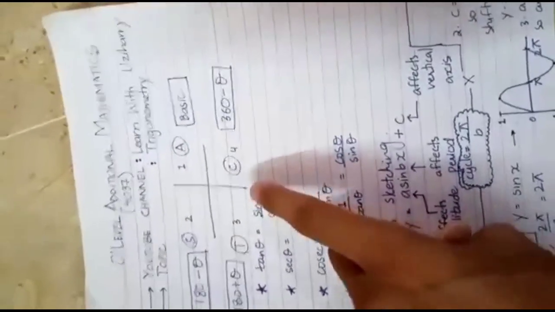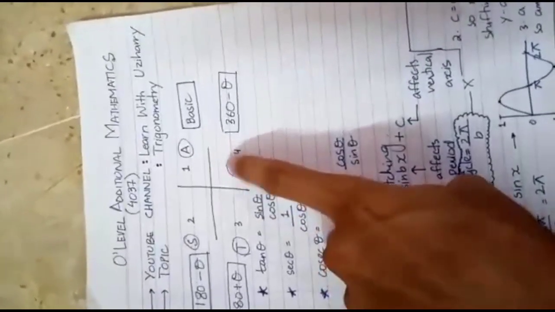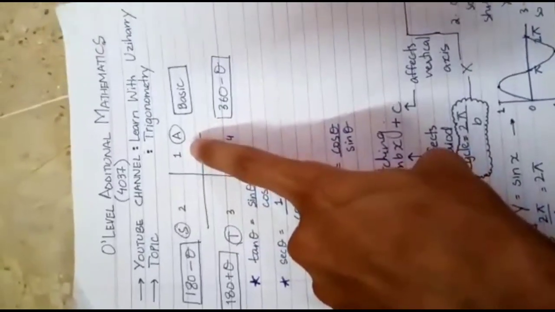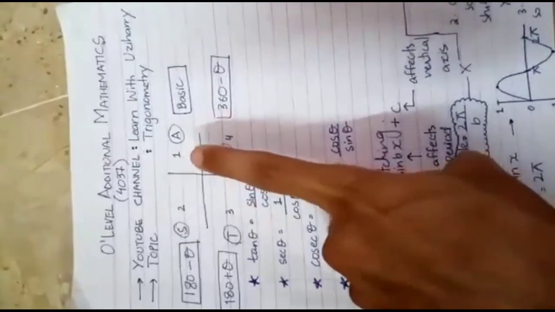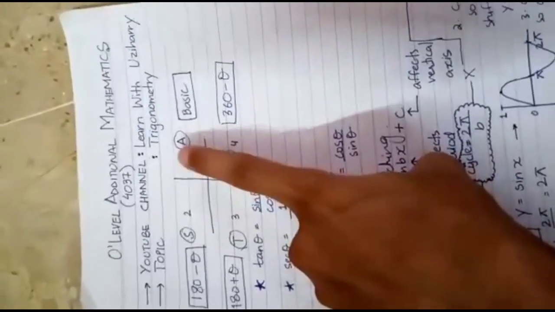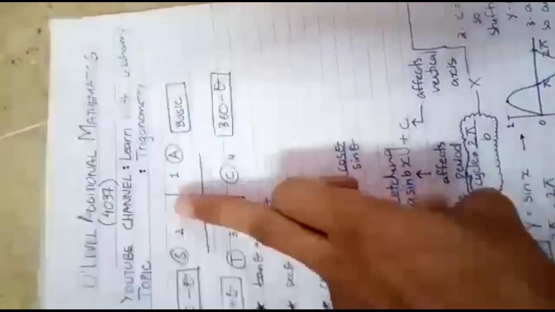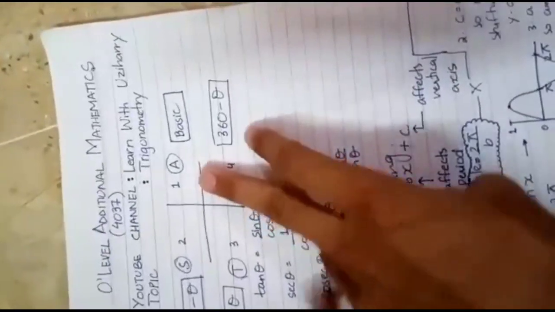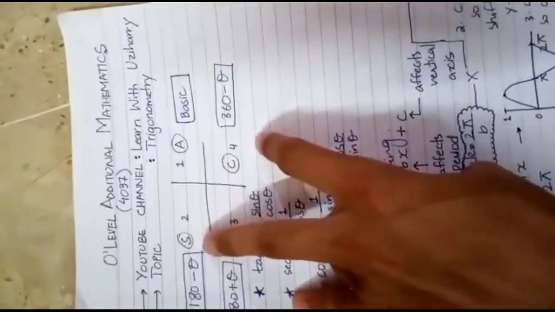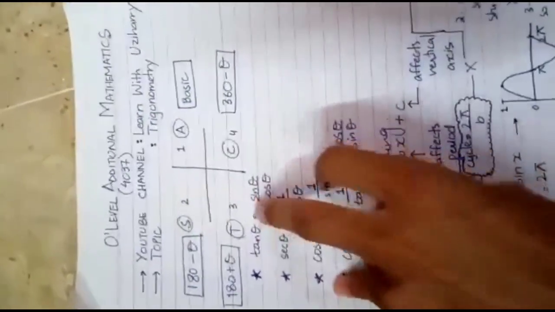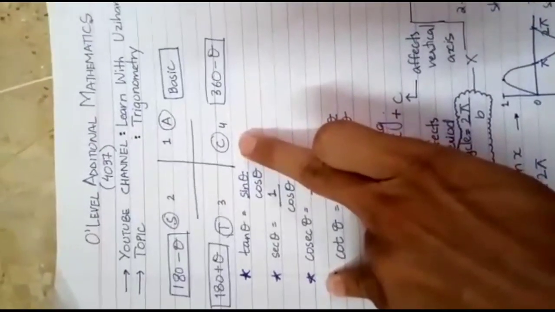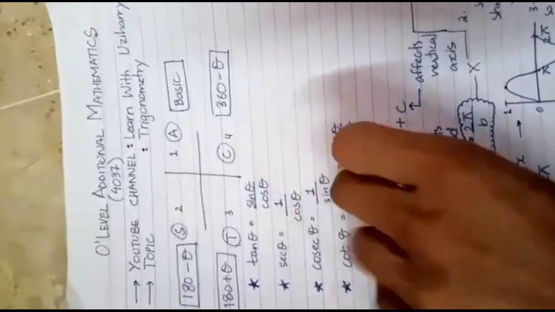First of all, you need to understand the four quadrants: 1, 2, 3, 4, with A, S, T, C. What does A mean? A means all the functions are positive in the first quadrant. In the second quadrant, S means only sine is positive, T means only tangent is positive, and C means only cosine is positive. The rest are negative.